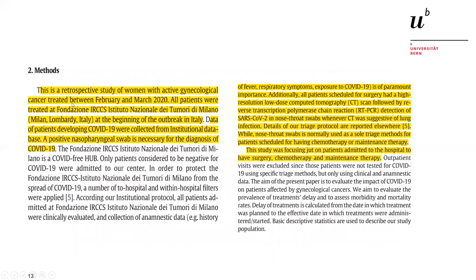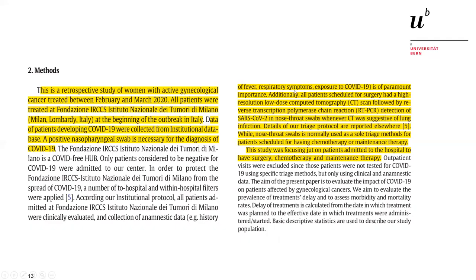So here they mention the type of study. They included patients who were treated in this hospital, and they were diagnosed with an RT-PCR. So yes, it's one of our inclusion criteria.